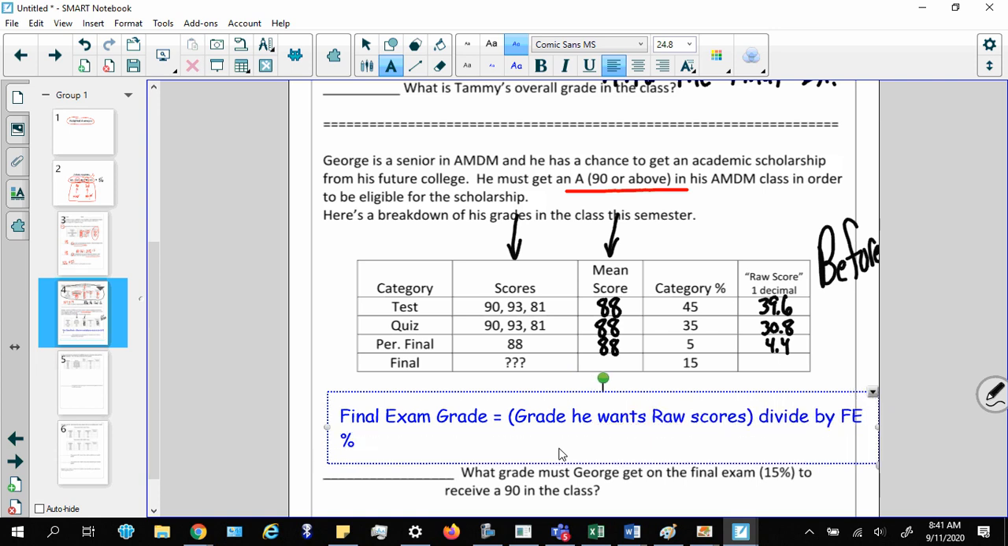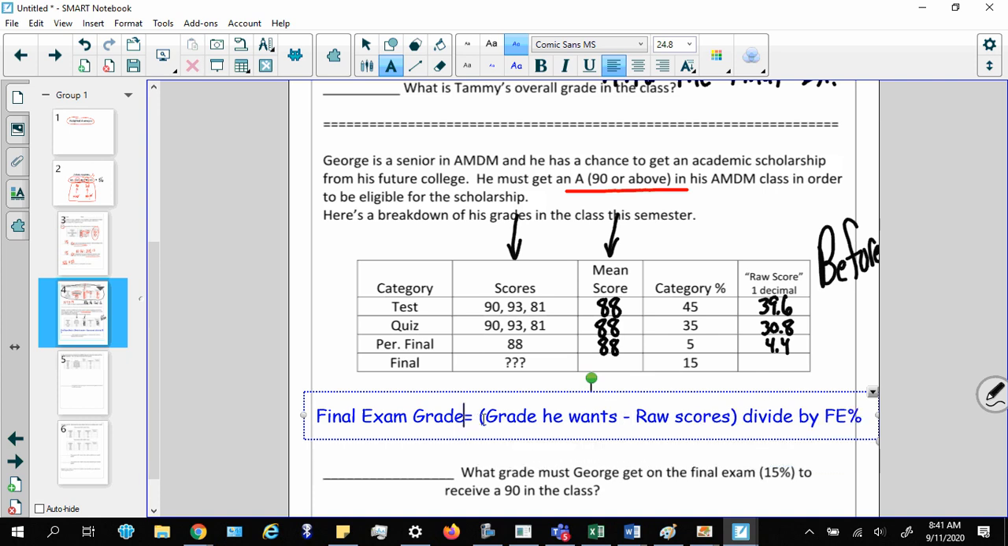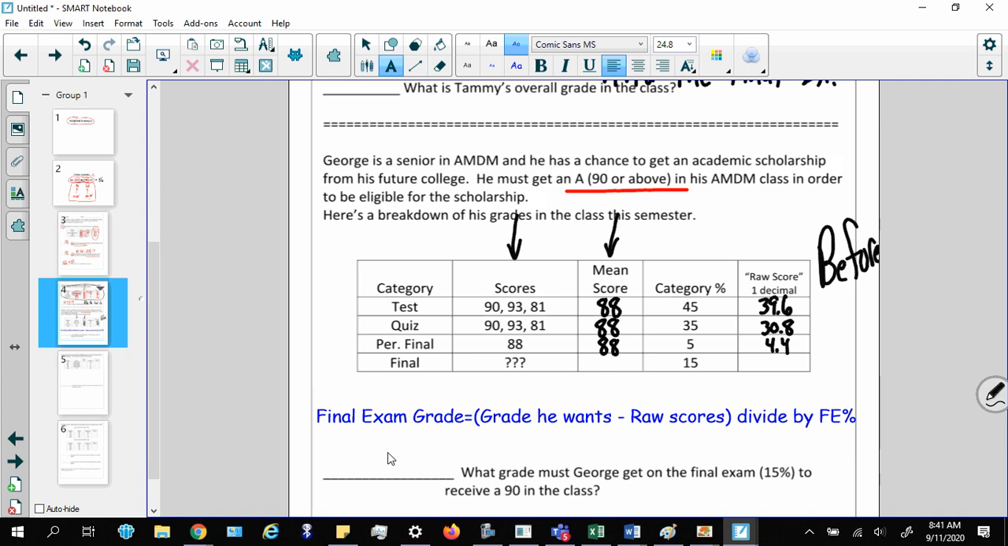All right. So it's the grade he wants minus the raw scores, and then you divide that by the final exam percentage. Let me make it to where it all fits on one line. Oh, it did. All right. So in order to get the final exam grade, you have to take the grade he wants, subtract it by the raw scores that he has, and divide that by the final exam percentage.